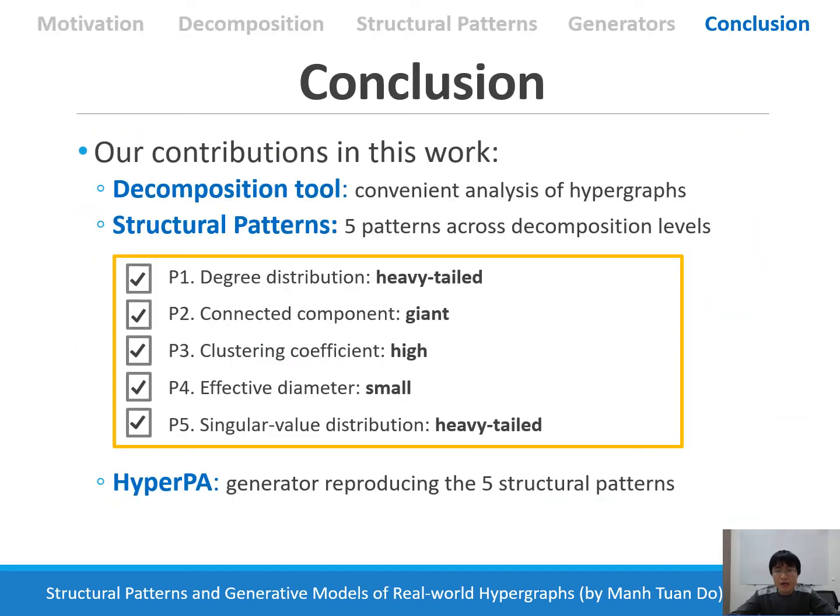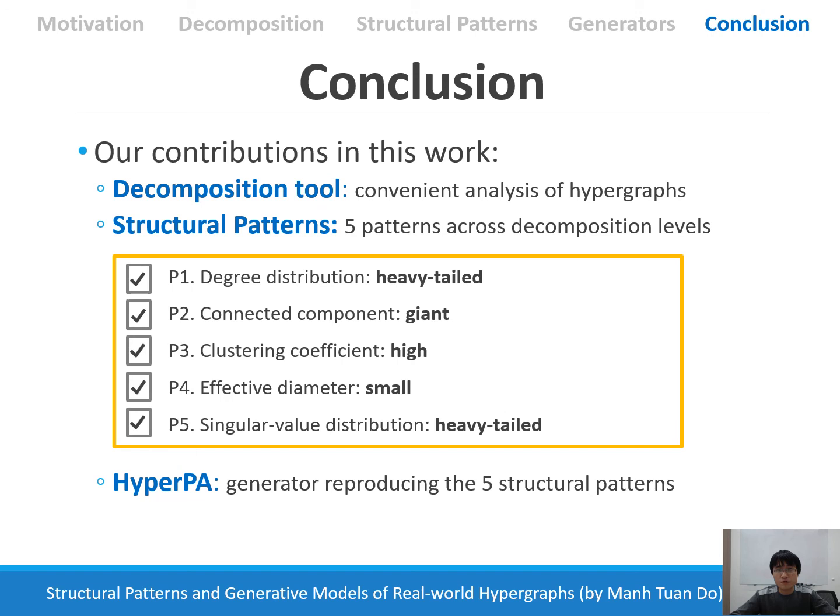In conclusion, our contributions are threefold. First, we introduce our decomposition tool, which represents each hypergraph as a set of pairwise graphs. This facilitates a convenient analysis and the reconstruction of the original hypergraph. Secondly, we establish a set of 5 structural patterns that are evident in all decomposition levels of the real-world hypergraph: heavy-tailed degree distribution, giant connected component, high clustering coefficient, small effective diameter, and heavy-tailed singular value distribution.